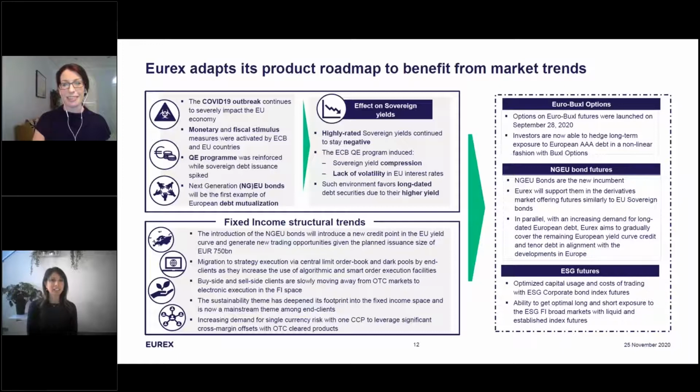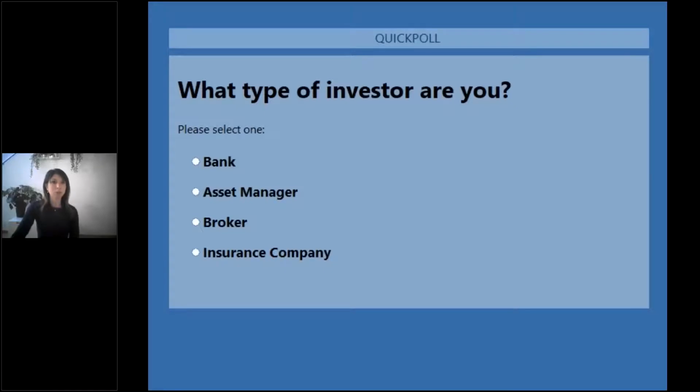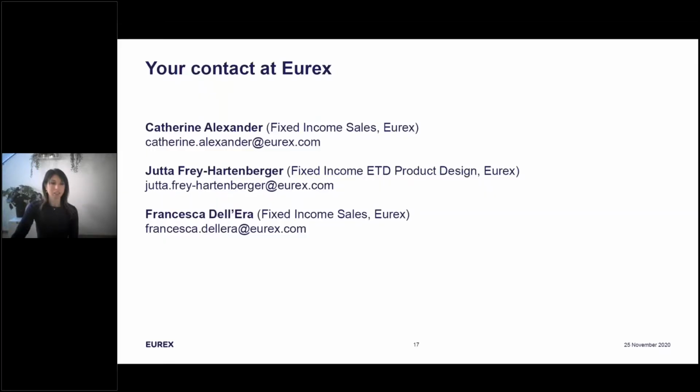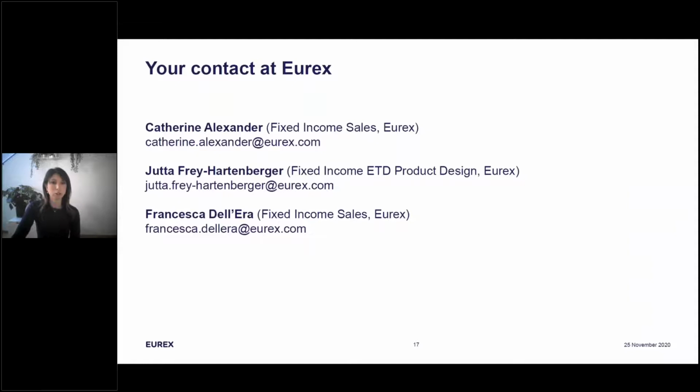So, as Catherine has mentioned, it's now time for everyone attending to actively take part in our conversation by answering 3 poll questions that will appear now on the screen. Catherine has hinted towards our roadmap, and we would like to hear your opinion. So, first of all, what type of investor are you? We'll now see the results. So the majority of the participants today comes from the banking industry, but we have quite a lot of people also from the asset managers and broker industry as well. So a very good mix of audience.